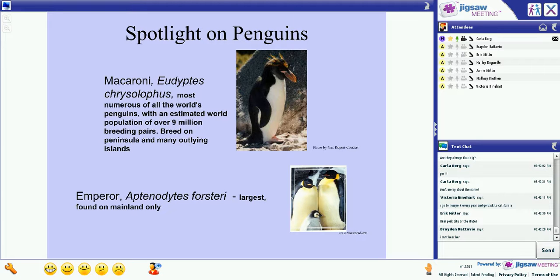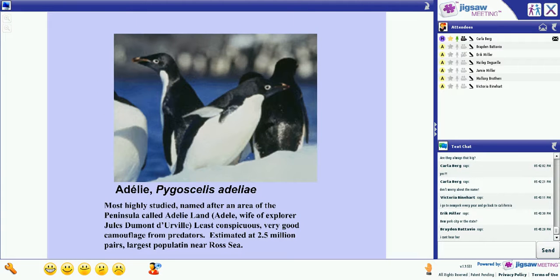So here we have a macaroni penguin. They are the most numerous of all the world's penguins, with an estimated population of over 9 million breeding pairs. They breed on a peninsula and on many outlying islands. The emperor penguin is the largest, and it is found only on the mainland. And here's a picture of two of the types of penguins.